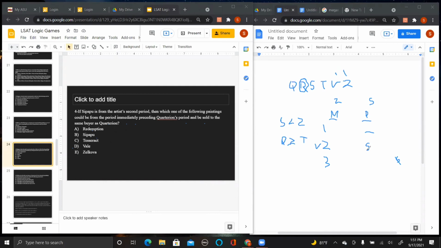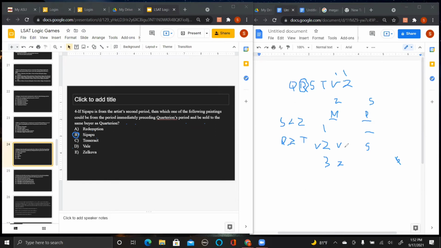So if S is here, V is here, Z is here. So which can be from a period preceding quaternion? Okay, so the quaternion can't go here, right? Because nothing precedes number one. Can't go here, so it has to go here, which means S would be the one preceding it. The answer is B.